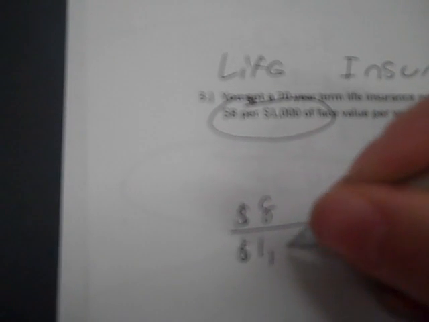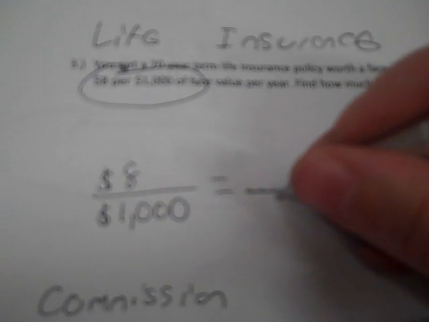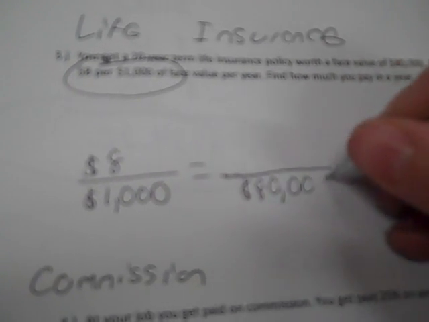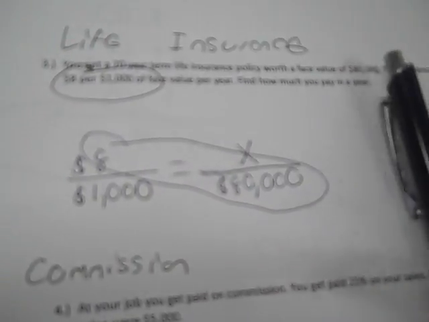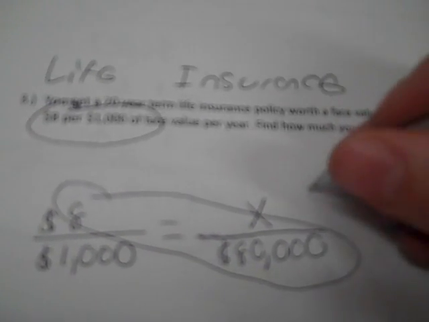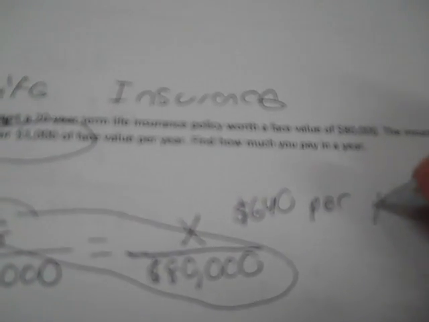Life insurance, we use the ratios, and I go find the per. So that's $8 per 1,000. Okay, and then 80,000 goes on the bottom because that's per how many thousands you have. So that's X, and I cross multiply and divide. So I take 8 times 80,000 divided by 1,000. I get 640. Life insurance is always per year.